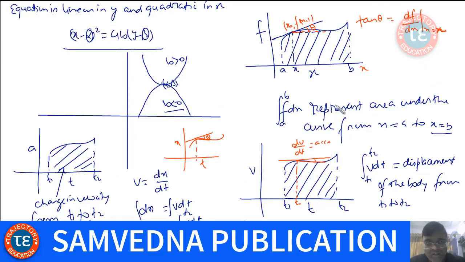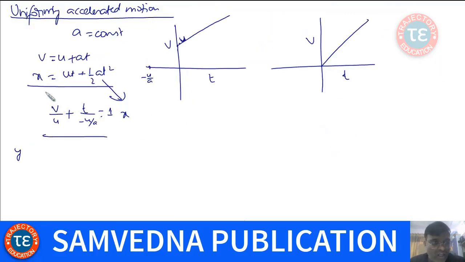So here also you are drawing time on the x axis, and on the y axis you are drawing displacement, right? So it is linear in y and quadratic in x. So the graph would be either like this or in the form of a parabola. That will be very helpful.